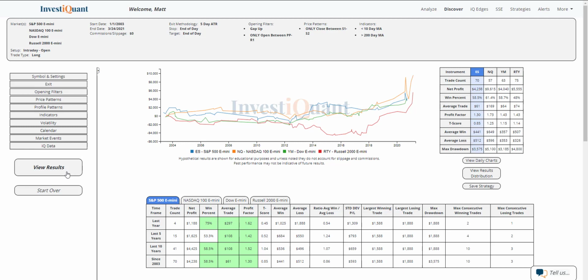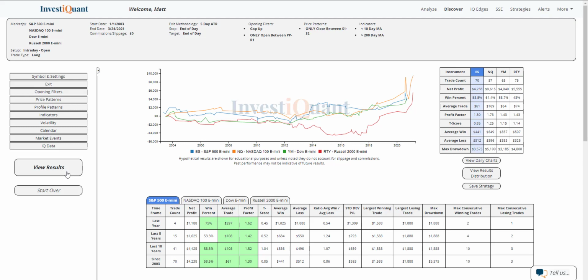If we look at the win rates on them, you'll see the S&P coming in at 59%, the NASDAQ very similar, 61%, the Dow very similar, 59%, and the Russell doing its own thing over there at 48%. So three of the four are very similar in win rates, right around 60%. The Russell is more neutral on that instrument.